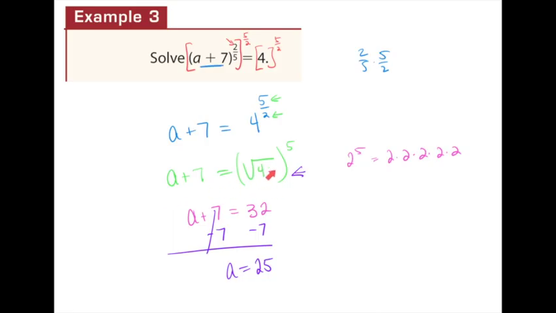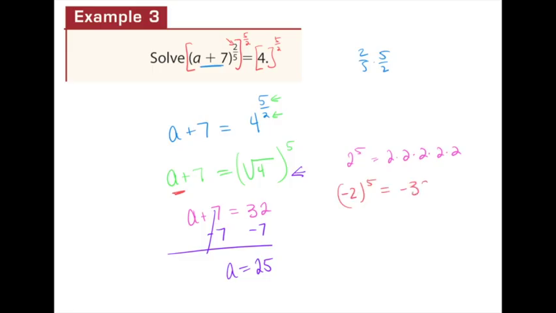So yes, the square root of 4 could be 2, right? 4 to the 2/5 could be positive 32. But 4 to the 2/5 could also be negative 32. Because considering the fact that there is a variable involved here, I could also say, well, negative 2 to the 5th.